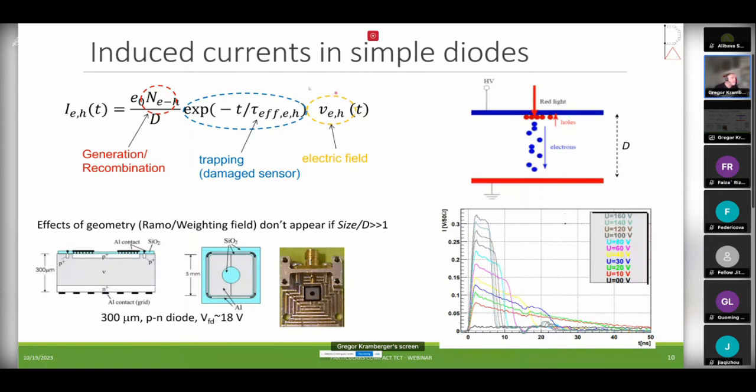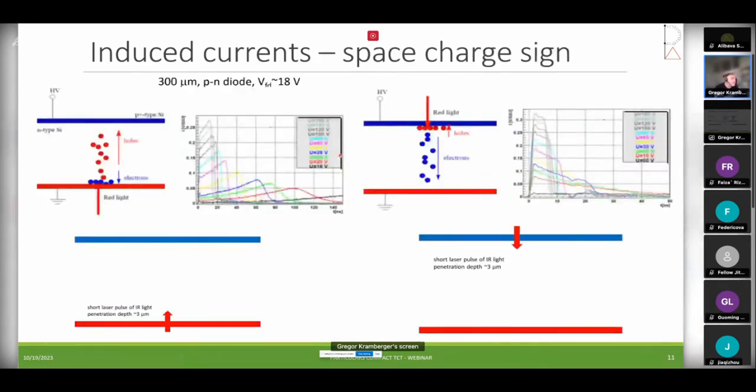So the current that you observe is actually given here. You can see many terms. One is the number of electron hole pairs that you create. This term actually comes into the game only when you have damaged sensors. We'll come to that later. The most important is that what you measure is actually the velocity of moving electrons. And from that, you can then conclude on the electric field and on the full depletion voltage, on many things. So let me show you.